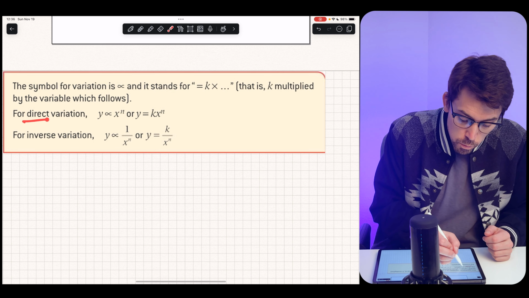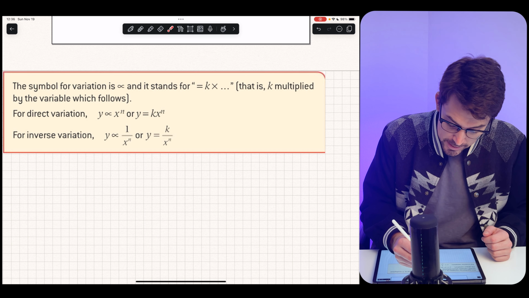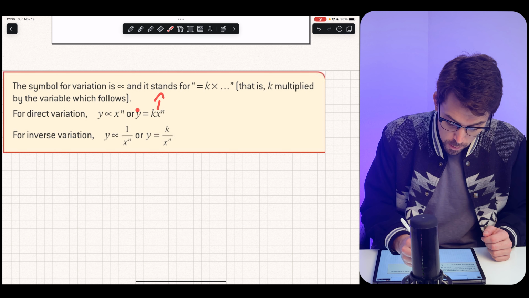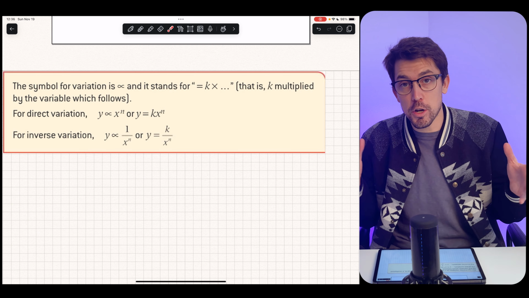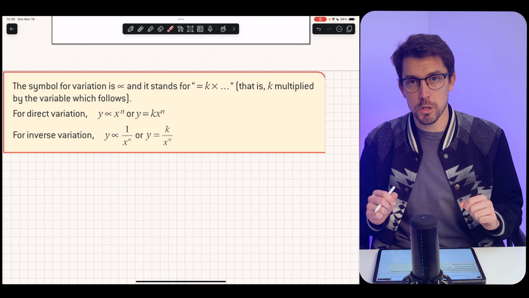The reason it's direct variation is that as this side gets greater and greater, y also gets greater and greater. They vary directly. As one goes up, the other one goes up as well.